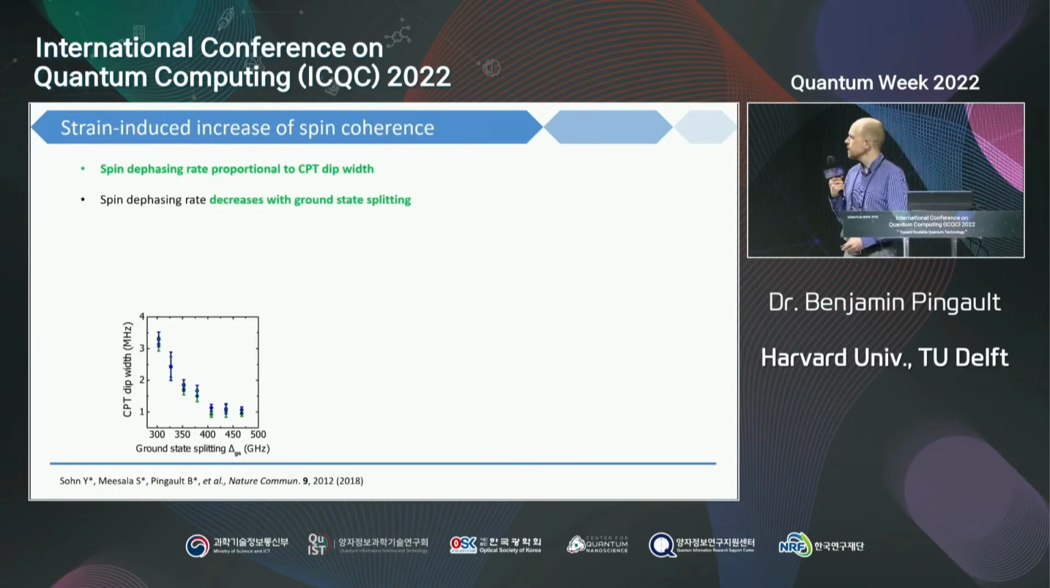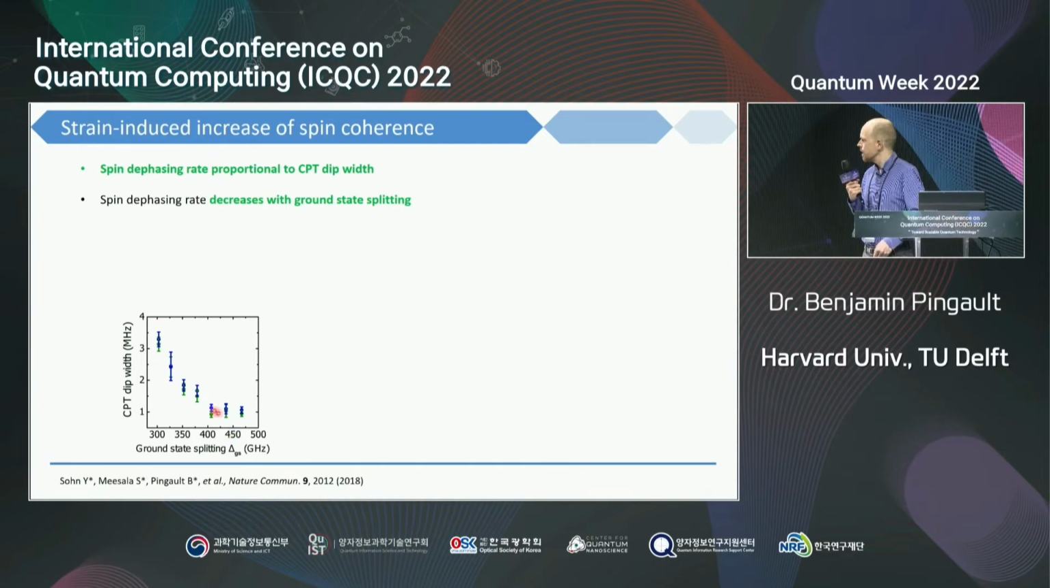So why is it interesting? Well, the CPT dip width is directly proportional to the spin dephasing rate. So if we plot the CPT dip width as a function of the ground state splitting, you can see that it's going down and finally saturates, meaning that our spin dephasing rate decreases with the ground state splitting.